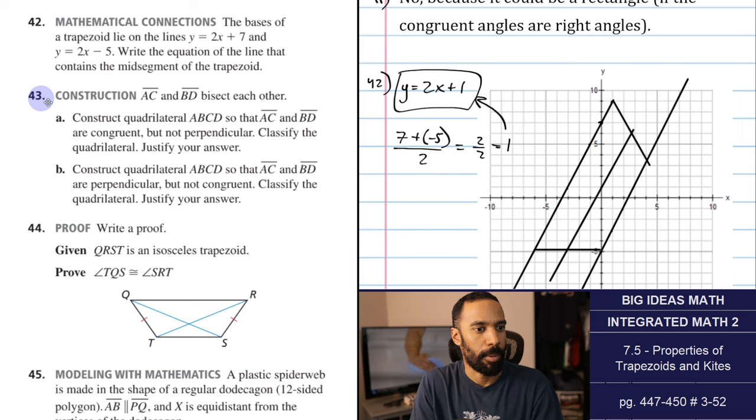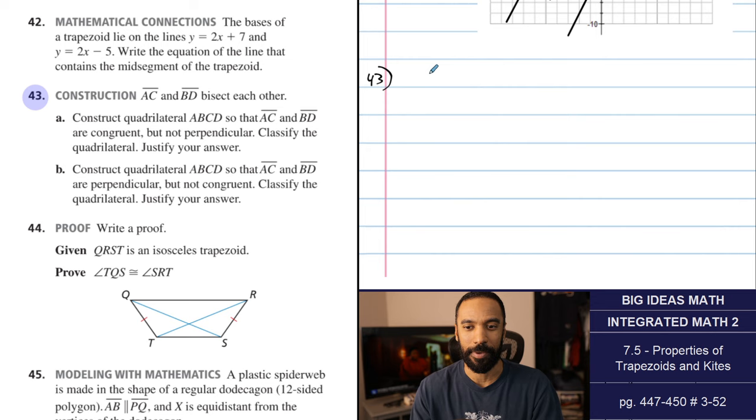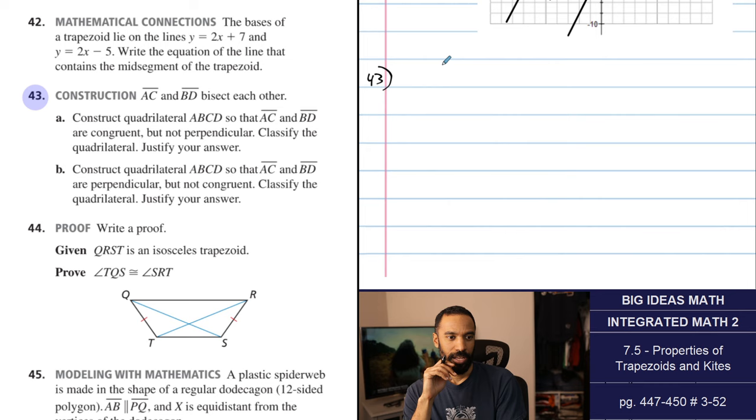Number 43. Construct. Oh, I didn't know there was construction. I knew there was a proof coming up. I didn't know there... And there are two of them. AC and BD bisect each other. Construct quadrilateral ABCD so that AC and BD are congruent but not perpendicular. Classify the quadrilateral. Justify your answer.